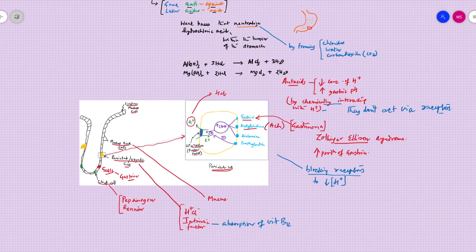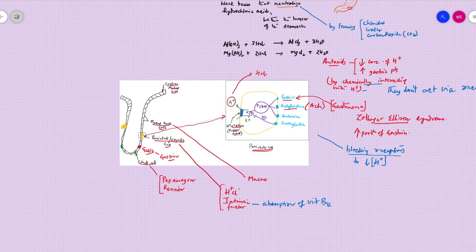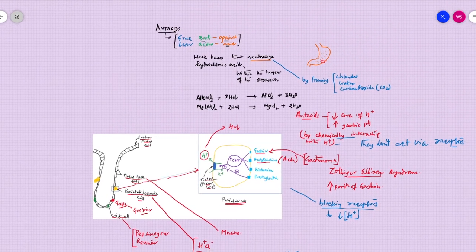We understand that we can block the proton pump, which will reduce H plus. We can block the cholinergic receptor. We can block the histaminic receptor, and thereby we can reduce the acid formation. But those drugs which act via receptors are not called antacids, though they have the same function. So now we have defined what antacids are.